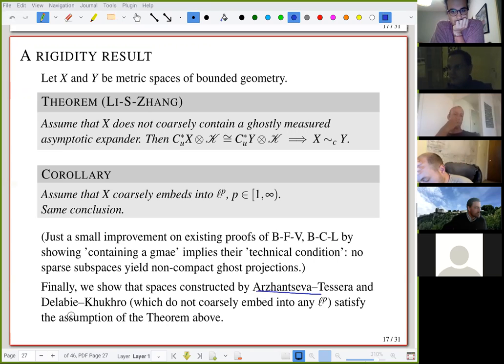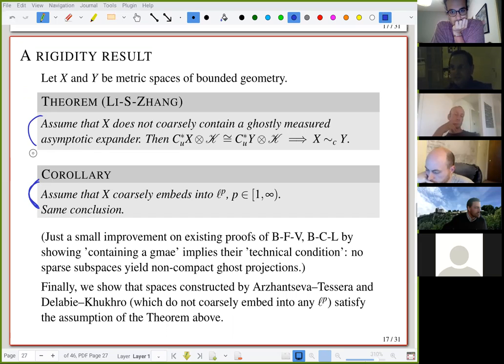So they do not exactly plug into the corollary, right? They do not coarsely embed into any LP. But we do show that they satisfy the assumption here. So we do show that they do not coarsely contain even a ghostly measured asymptotic expander.